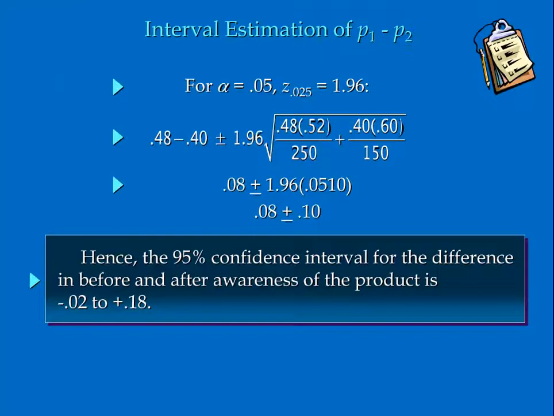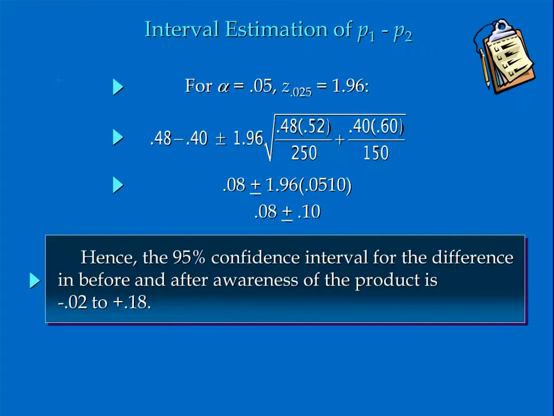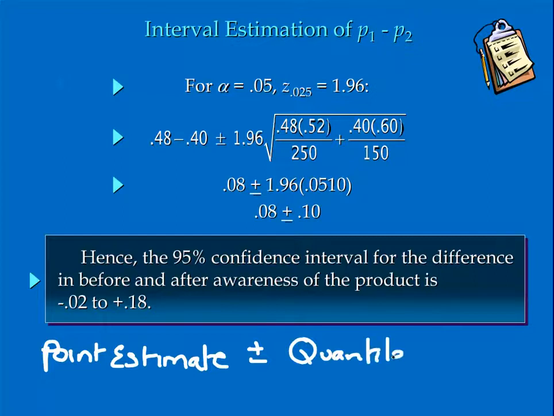By the way, as a remark, that is our point estimate. Before I continue, the point estimate is 0.08. That's the first part. Now, the general construction of a confidence interval is point estimate, I'll write it down here, plus or minus quantile by standard error.